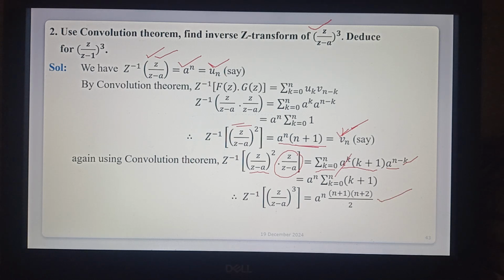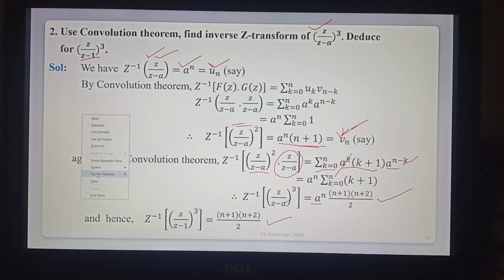Z inverse of z by z minus a whole cube is equal to a power n into n plus 1 into n plus 2 by 2. From this we can also find z by z minus 1 whole cube. Substituting a is equal to 1, hence z inverse of z by z minus 1 whole cube is equal to, with a equal to 1, 1 power n into n plus 1 into n plus 2 by 2. So this is the required value.